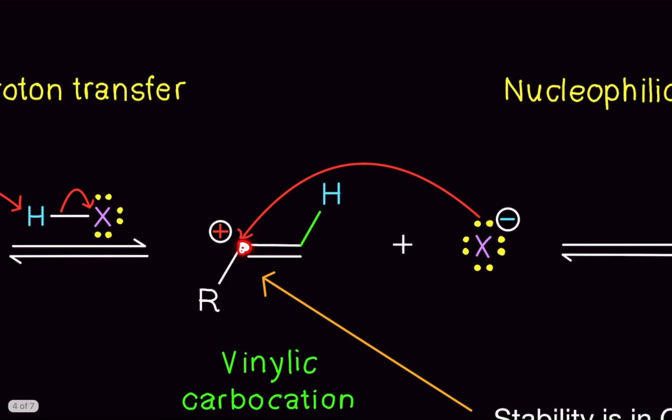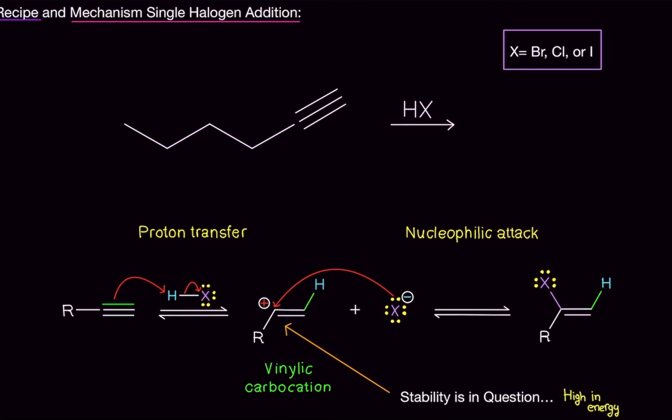This side is more substituted than this side, so that is why the carbocation goes there, and the hydrogen must go there. Well, we have now an electrophile, so our nucleophile, our lone halogen, is going to attack our electrophile, and it's going to bond to the more substituted carbon.